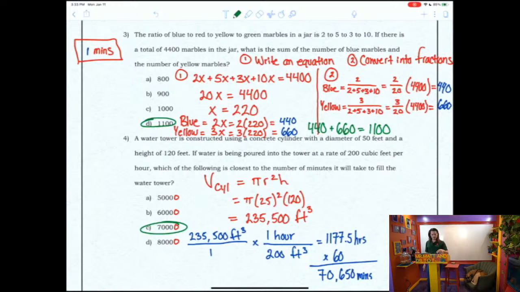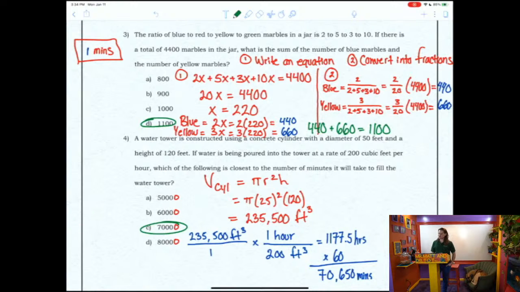Okay, so let's go through these two problems. For number 3, we have two options. We can either write an equation because we know the total sum, representing the ratio elements as the coefficients of the monomials, and then solve for the common multiple, plug that multiple back in for the expressions that represent the individual values we're interested in, and then do whatever operation they are asking of us. So here they're asking us to sum the blue marbles and the yellow marbles.